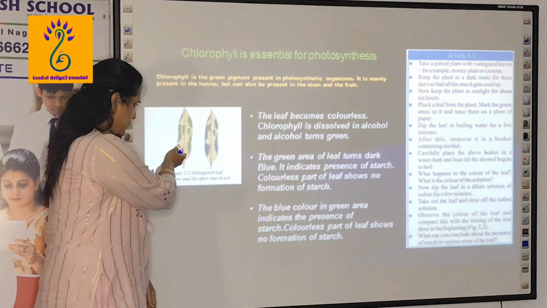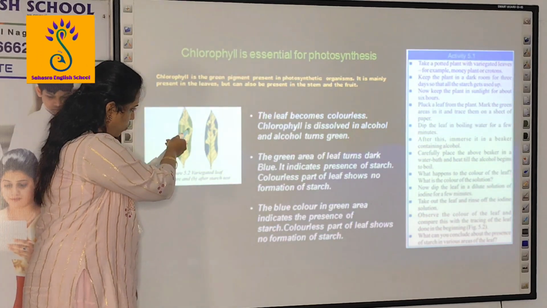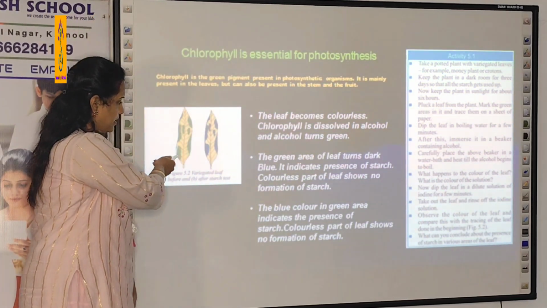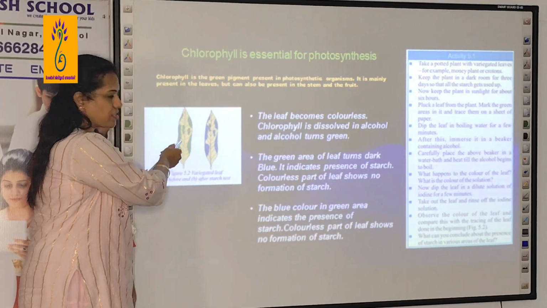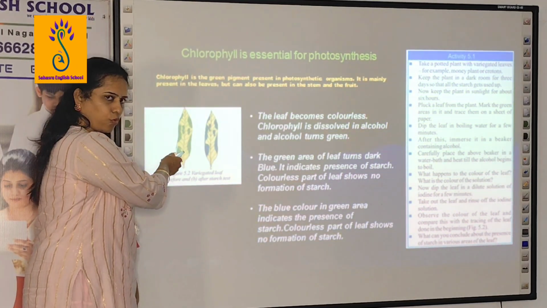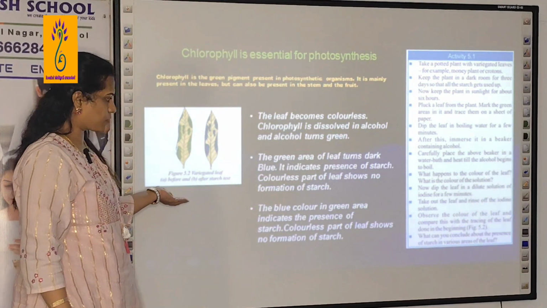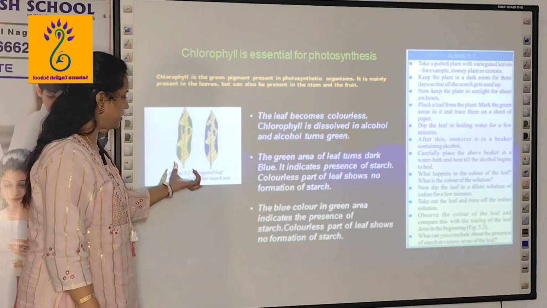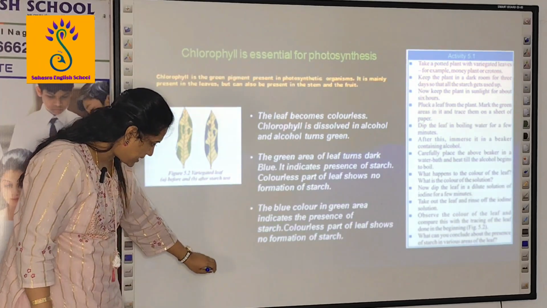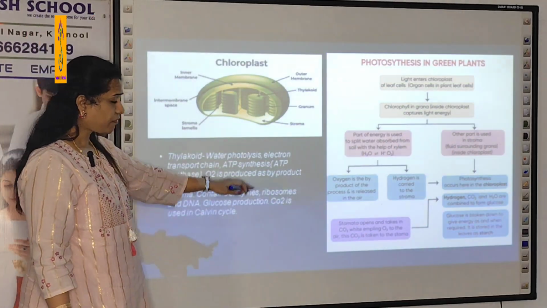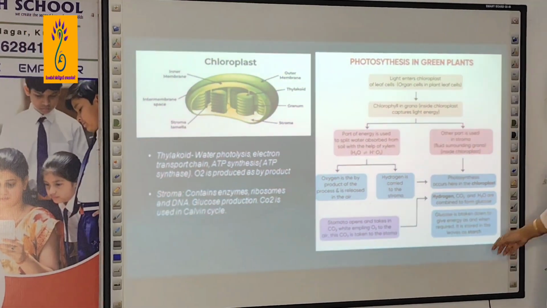Got it, children? For example, here, this is the variegated leaf. This green part prepares food. Okay, starch is prepared over here. It contains chlorophyll. This part, which is somewhat yellowish in color, doesn't have chlorophyll. This food is provided to this part. That is why we have chosen this variegated leaf, to show the presence of chlorophyll. Now we'll discuss in detail about this chlorophyll, how photosynthesis occurs in a green plant.